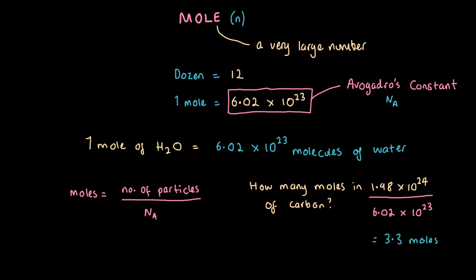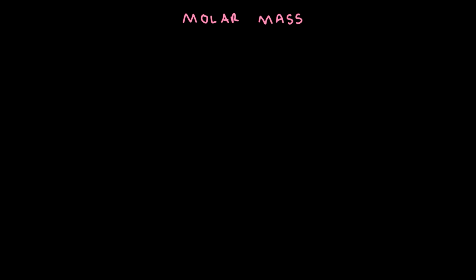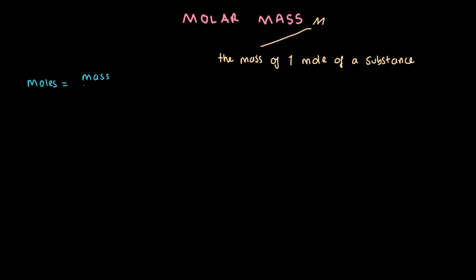Now that we're done with moles, we can move on to molar mass. Molar mass, also written as M in italics, is basically the mass of 1 mole of a substance. And there's an equation for this too. Moles equals mass over Mr.